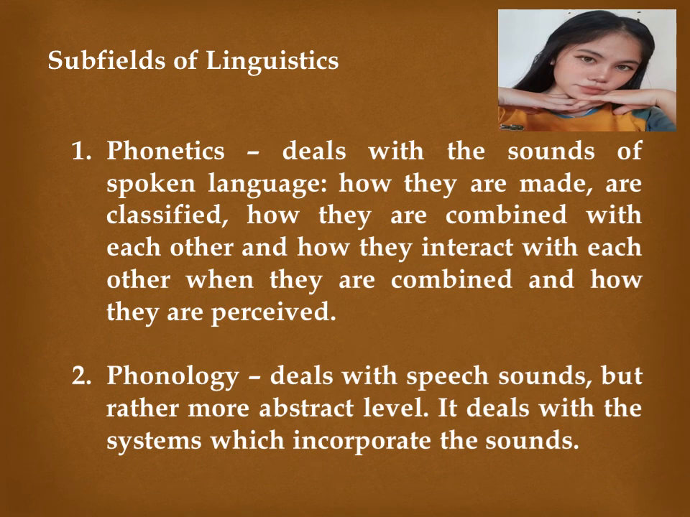One obvious way of studying language is to consider what its elements are, how they are combined to make larger bits, and how these bits help us to convey messages. So the study of the elements of language and their function is usually split up into a number of different subfields. So number one here is phonetics. Phonetics deals with the sounds of spoken language, how they are made, how they are classified, how they are combined with each other, how they interact with each other when they are combined, and how they are perceived.